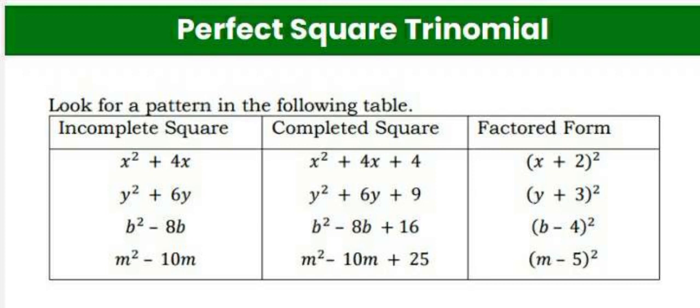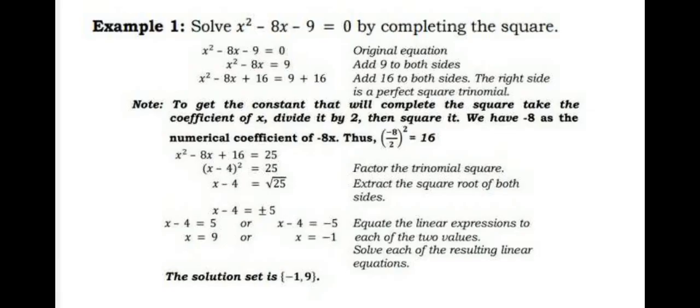Example, solve x squared minus 8x minus 9 equals 0 by completing the square. Original equation, add 9 to both sides, add 16 to both sides. The right side is a perfect square trinomial. Note, to get the constant that will complete the square, we take the coefficient of x, divide by 2, then square it. We have negative 8 as the numerical coefficient of negative 8x, thus like this.